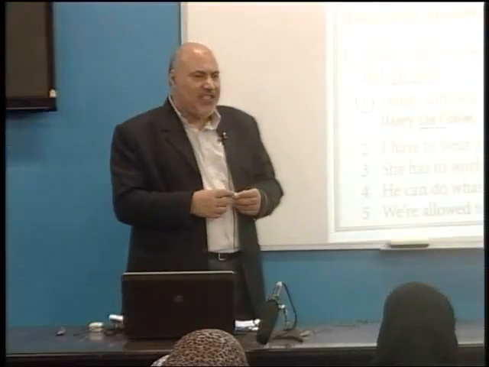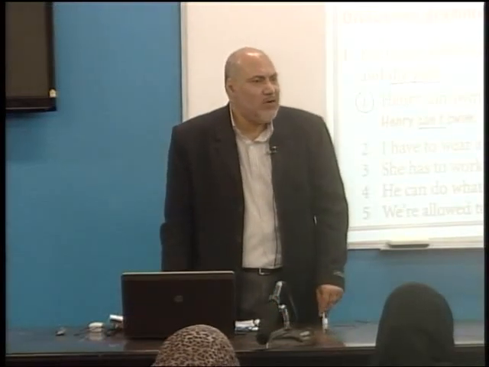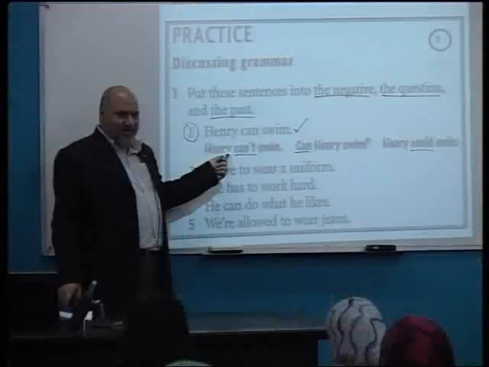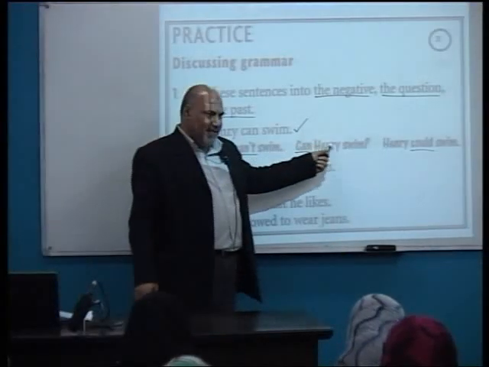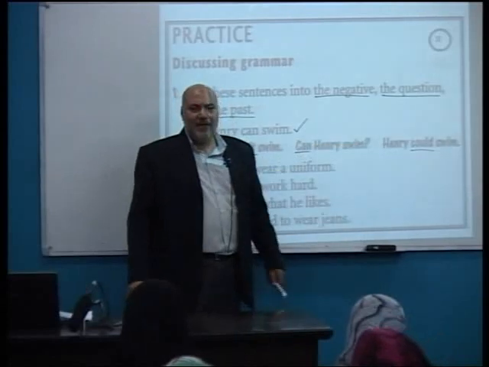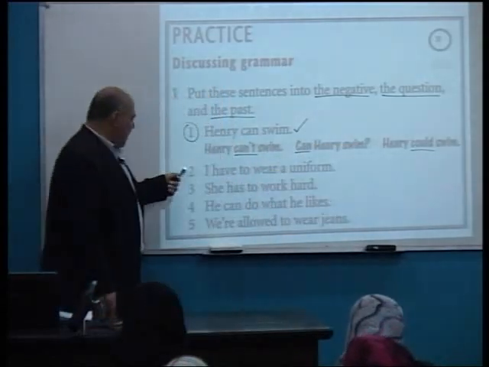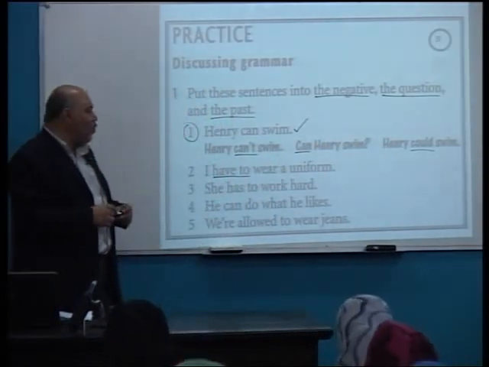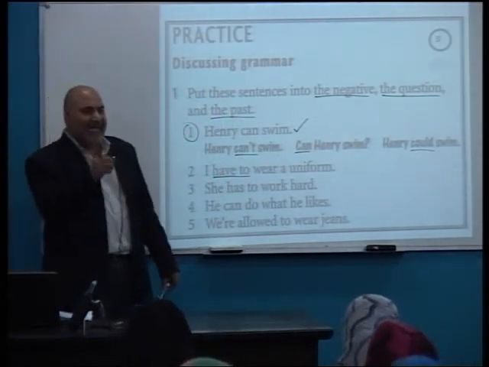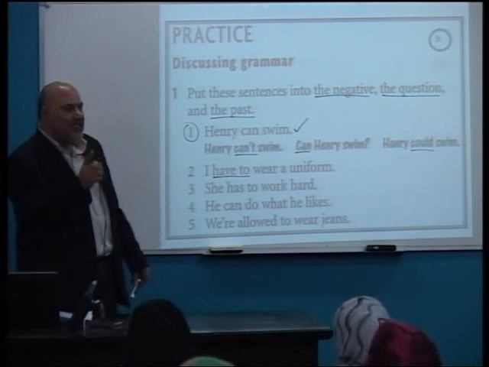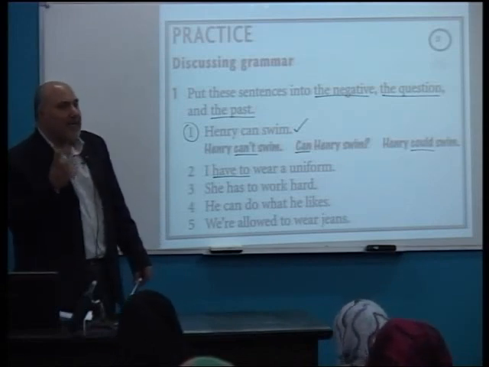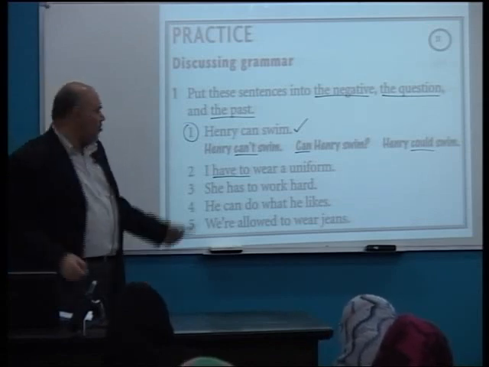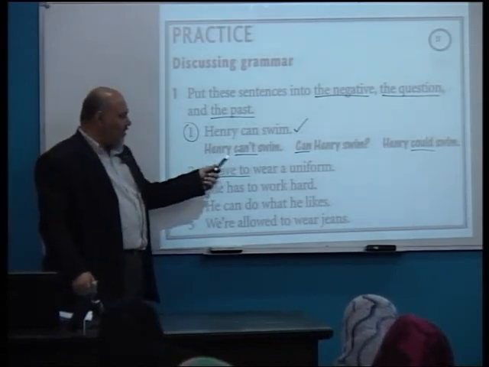So the question here is to make three more sentences. The first one in the negative, the second one in the question, the third one in the past. So here I have to, this is obligation. I have to wear a uniform. Take care. Pay more attention to have to. Why? Because it is like the full verb in form. So here, I have to wear a uniform.